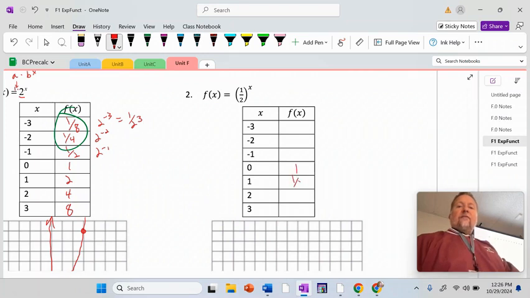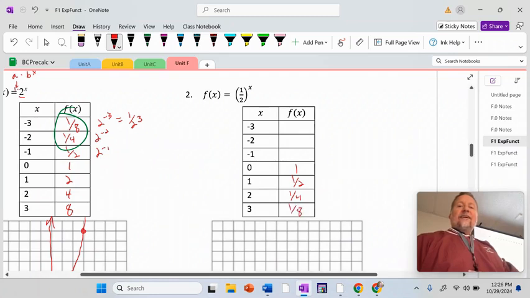And then 1/2 to the first, 1/2 to the second, 1/2 to the third. Nice, some are catching up. All right, 1/2 to the negative first. What's that? 2. What's 1/2 to the negative second?